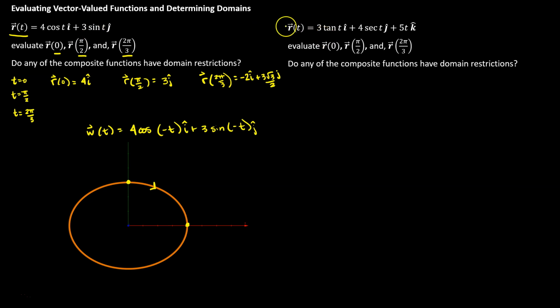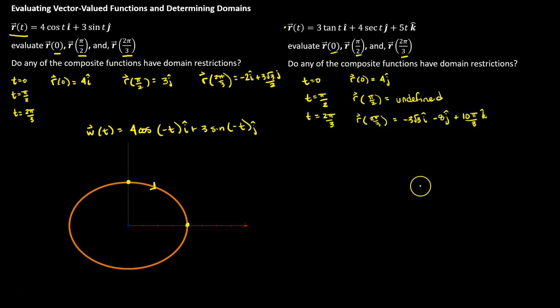Let's take a look at this next vector function. We have 3 tan t i hat plus 4 secant t j hat plus 5t k hat. And we want to evaluate this function at those same t values. t equals 0, t equals pi over 2, and t equals 2 pi over 3. Now I want to encourage you to pause the video here, try to evaluate this function on your own. Even if you are using a calculator, go ahead and give that a shot and then check your answers with mine.